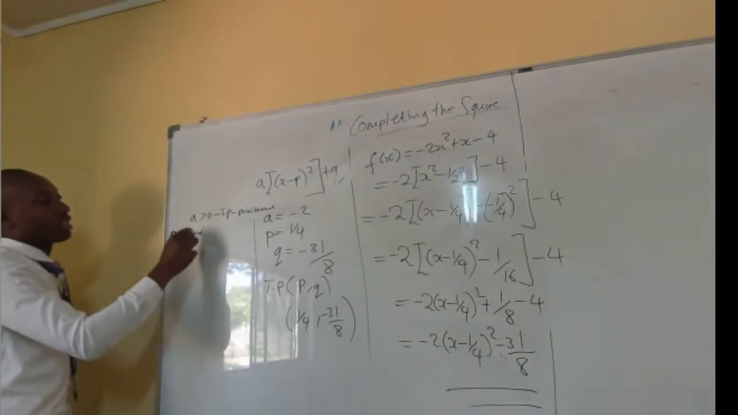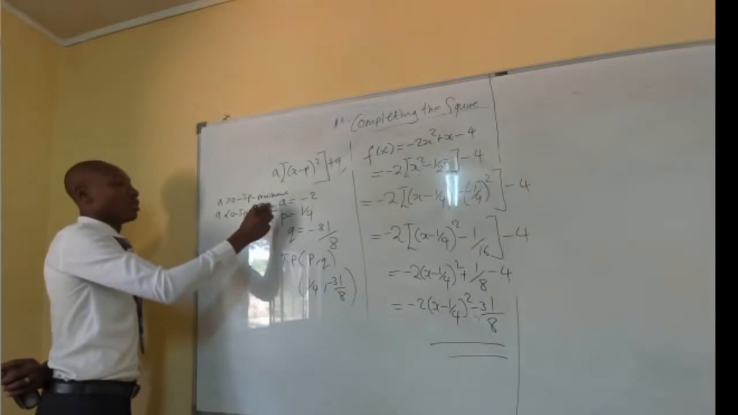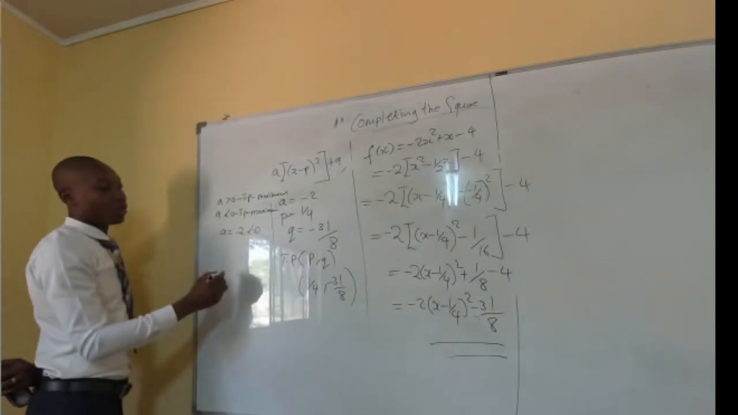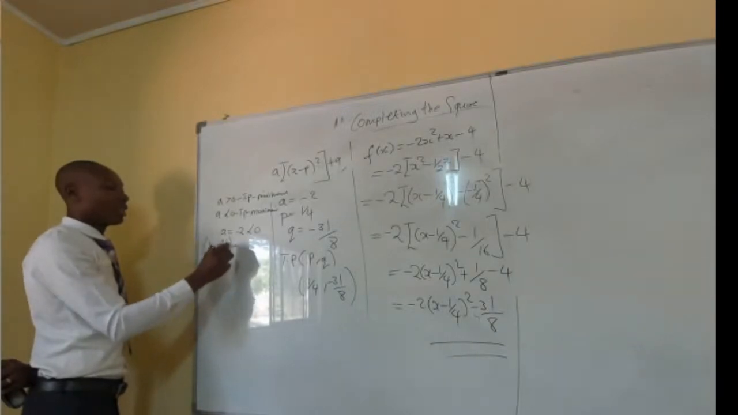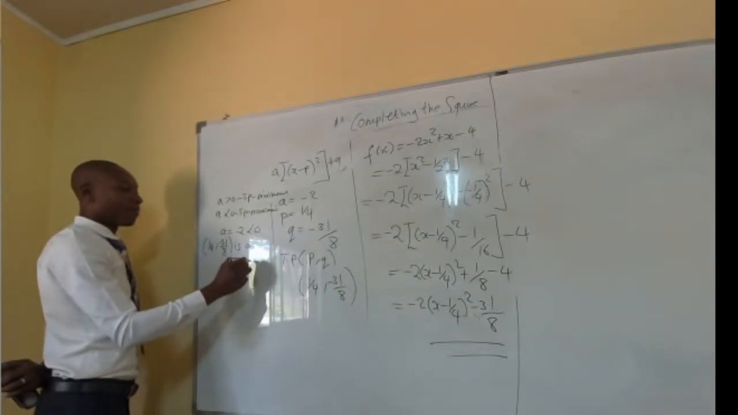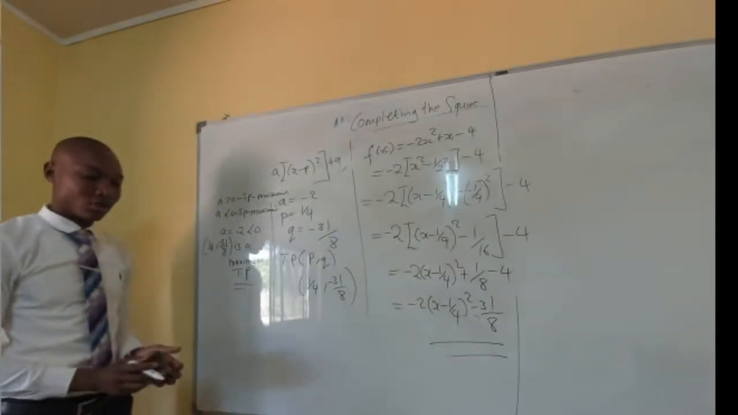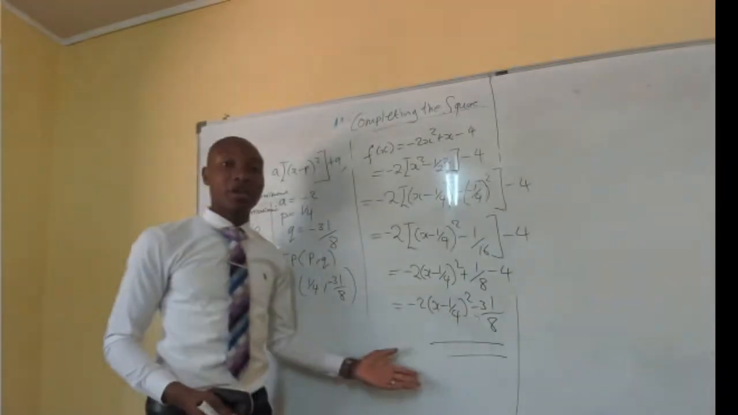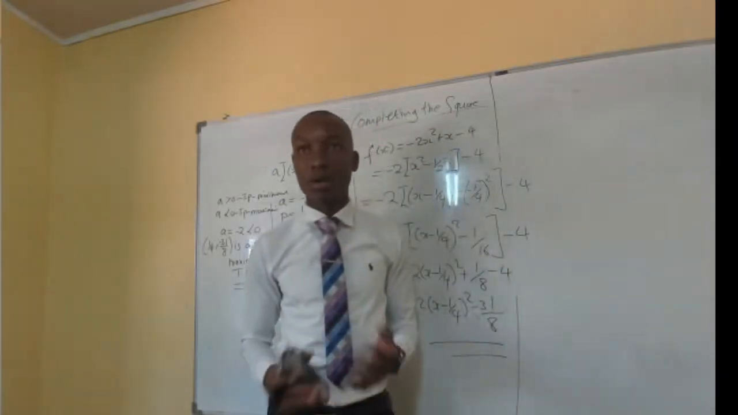Okay, if A is less than 0, then this turning point is actually a maximum. So here, since our A is equal to negative 2, and negative 2 is less than 0, then this (1/4, negative 31/8) is a maximum turning point. Alright, so that's the application. This is actually very effective, especially if you are asked to sketch a quadratic equation.